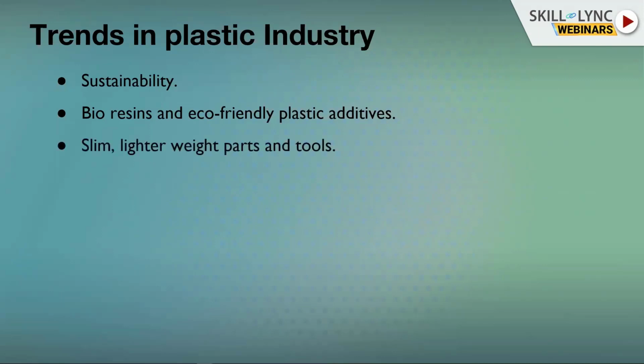Slimmer, lightweight parts and tools, right? So as hybrid and electrical cars are getting popular, lightweight parts remain a key focus for automotive, aerospace industries, or the medical OEMs, right? If the parts weigh more, then it directly affects the performance of the vehicle in terms of mileage. So in coming years, the plastic will be slimmer, lightweight, and some bioresins will be used for eco-friendly tooling. And then the high performance material.